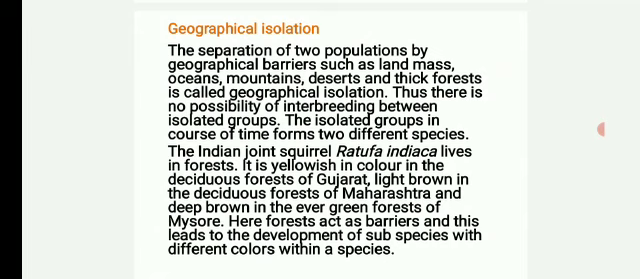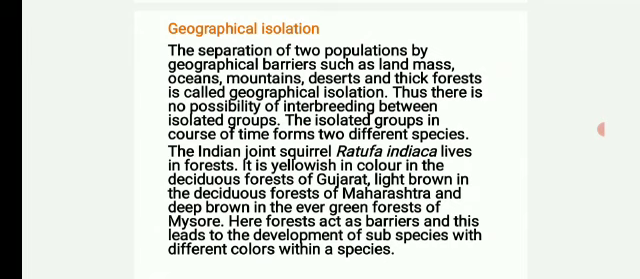First, geographical isolation. The separation of two populations by geographical barriers such as landmass, oceans, mountains, deserts, and thick forests is called geographical isolation. Thus, there is no possibility of interbreeding between isolated groups. The isolated groups in the course of time form two different species.